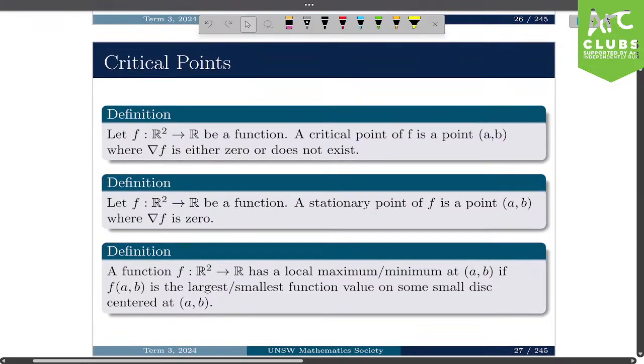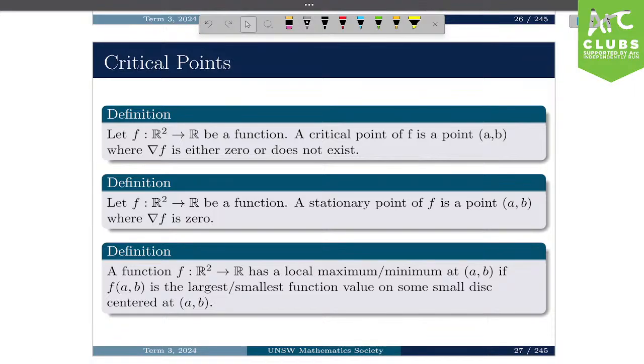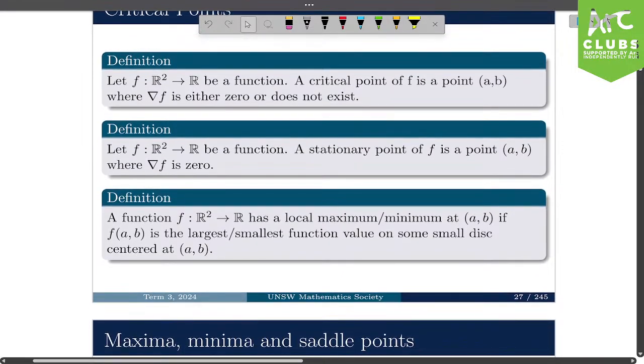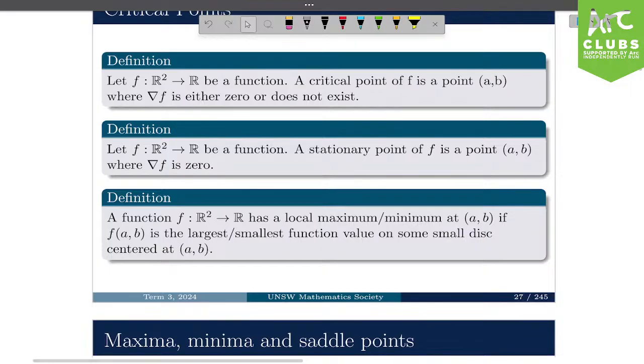So let f be a function mapping from R2 to R. A critical point of f is a point (a, b) where the gradient is either 0 or does not exist. And then a stationary point of f is a point (a, b) where the gradient is 0. So a function f has a local maximum or minimum at (a, b) if f at (a, b) is the largest or smallest function value on some small disk centered at that same point.